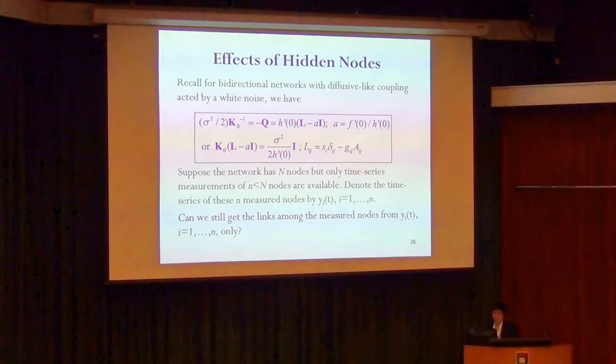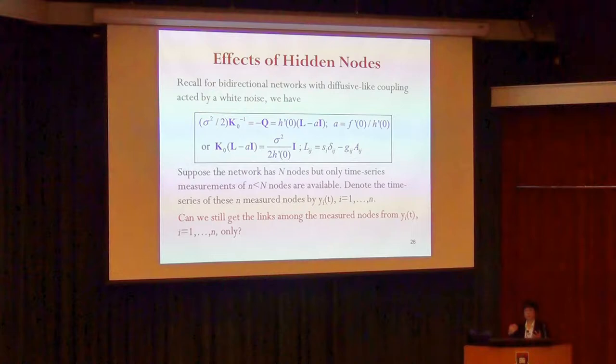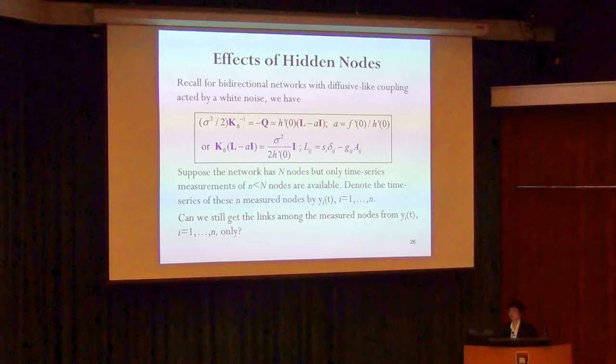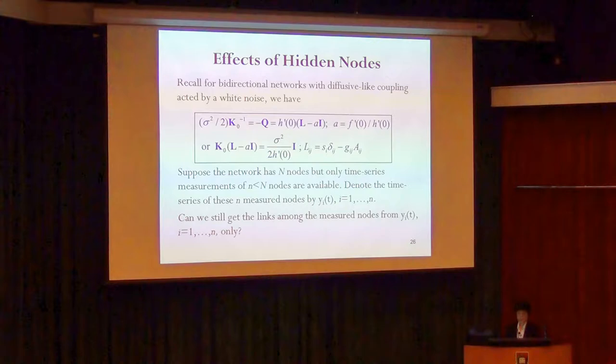Okay, so now we want to know, suppose I apply the method without knowing that, what will we get? Will it be a complete disaster? Will we get something totally off, or will we still get some information? This is a very complicated problem. You want to know what the hidden node effect is, right? So we first attempt to answer this question using the simple case, the bidirectional network.